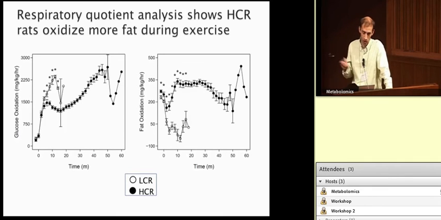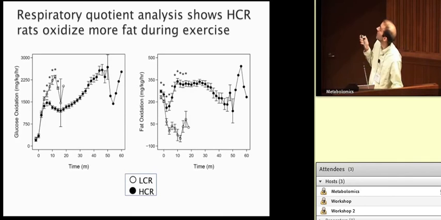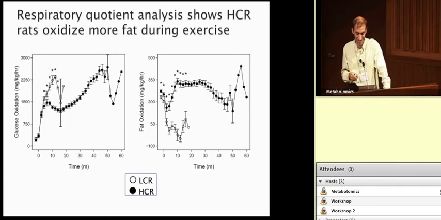And the lines are longer for the high capacity running rats, as this flashes up on the screen for an instant, because they last a lot longer. They have a much higher exercise capacity, and they can last longer during the protocol.